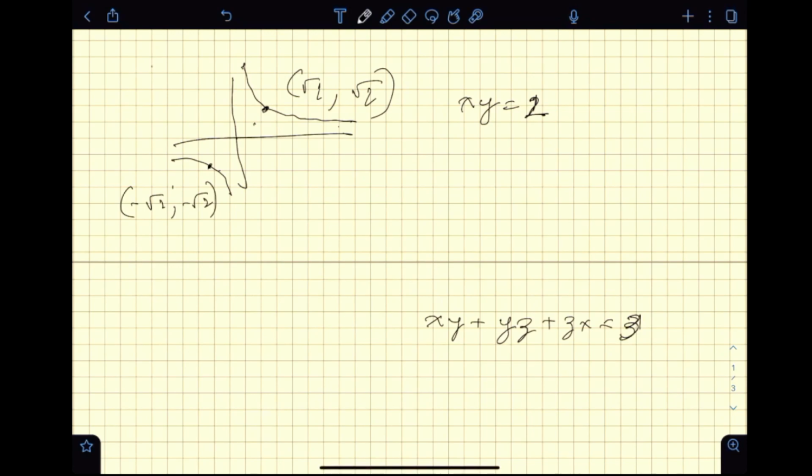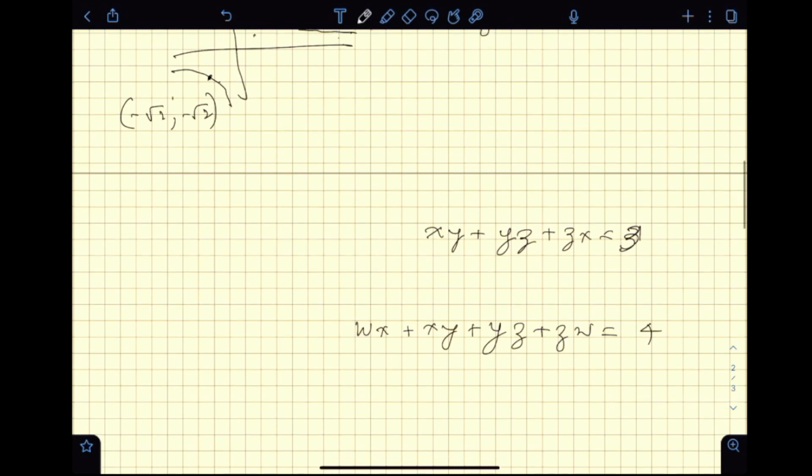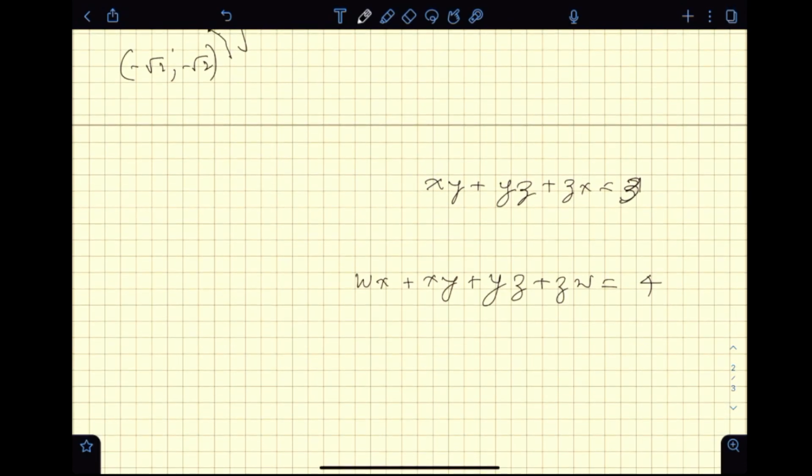Okay? So now I am not going to tell you what this looks like. In four dimensions, it would be wx plus xy plus yz plus zw is equal to 4. So now you find out what happens. Okay, is this clear to everyone? That's that one, that's 3b. So let's go to 3c and see what that is saying.